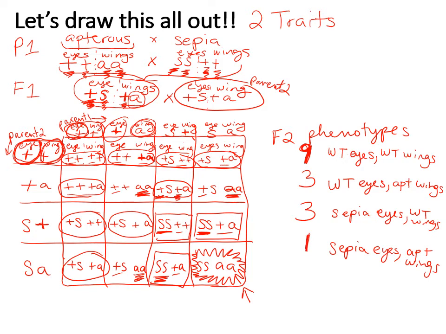Okay, so that's why when we talk about dihybrid crosses, meaning crossing 2 fully heterozygous flies or organisms for 2 traits, you will see a 9 to 3 to 3 to 1 phenotypic ratio.